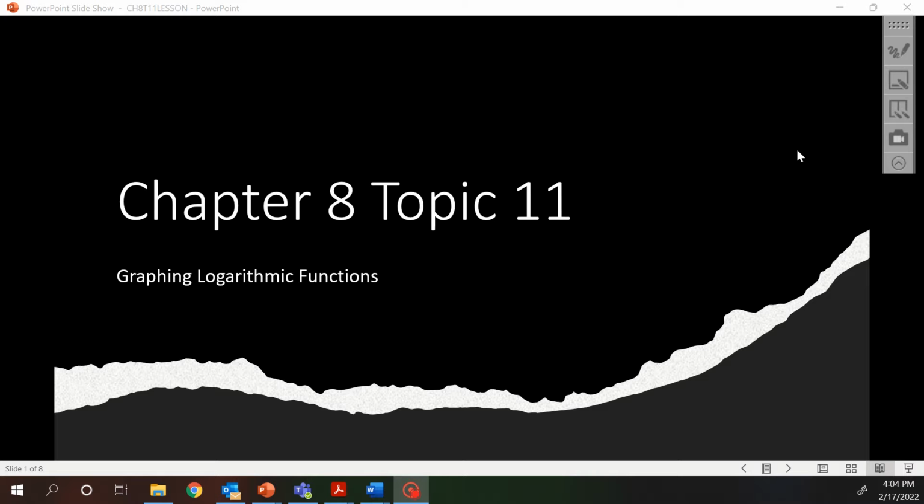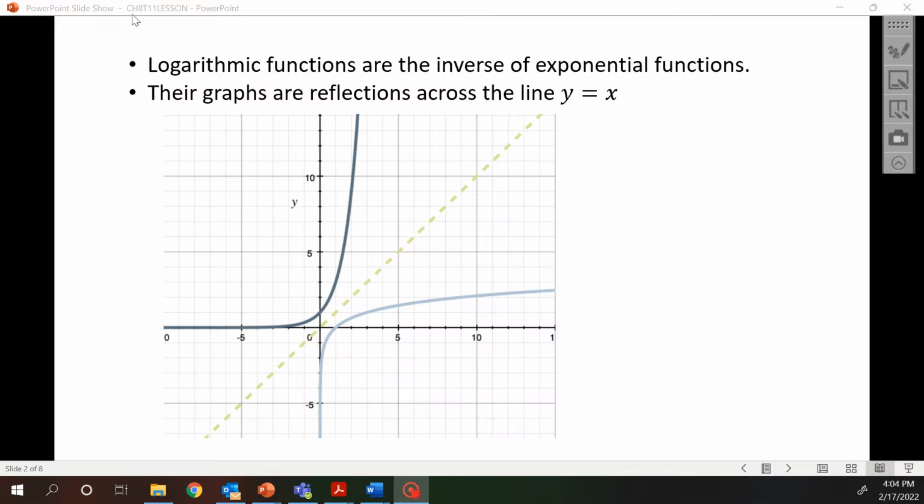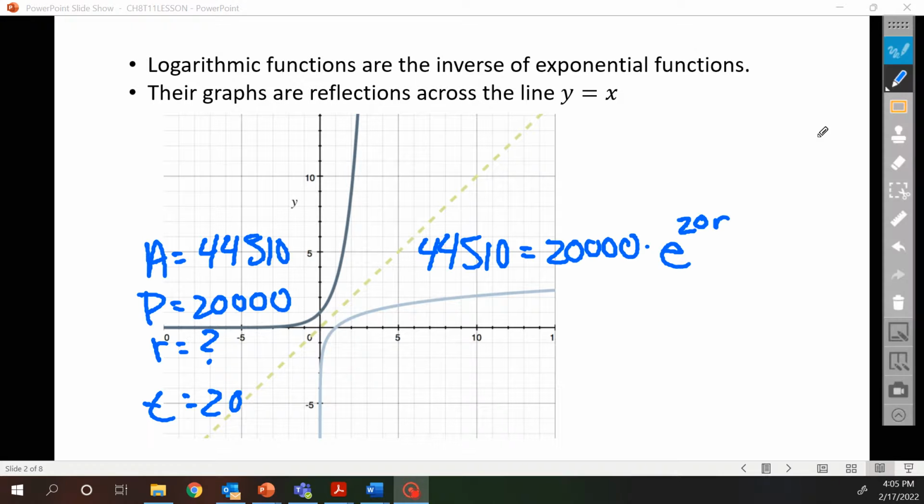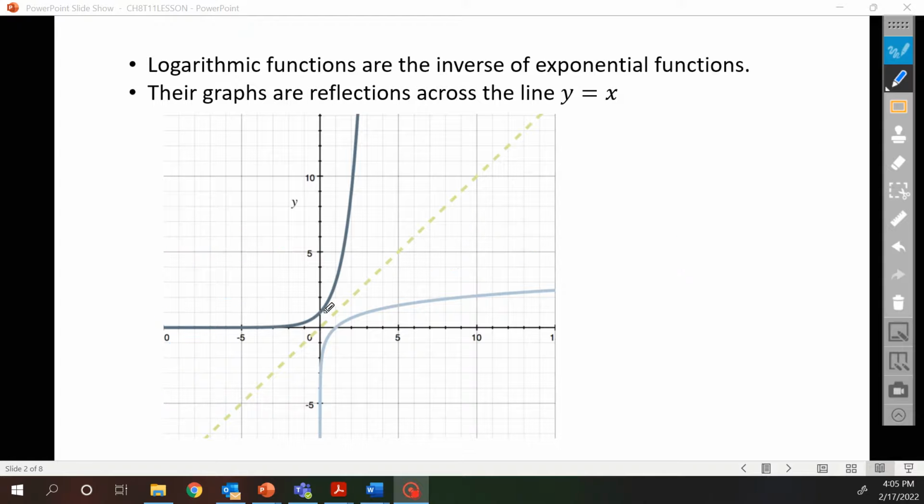All right, today we're looking at topic 11, which is graphing logarithmic functions. We're going to take a look at what the graphs of some logs look like. Remember, logs are the inverse of exponents, which means that their graphs essentially have complete opposite x, y coordinates. So if an exponential graph has coordinates (0, 1), then the inverse graph would have the points (1, 0).